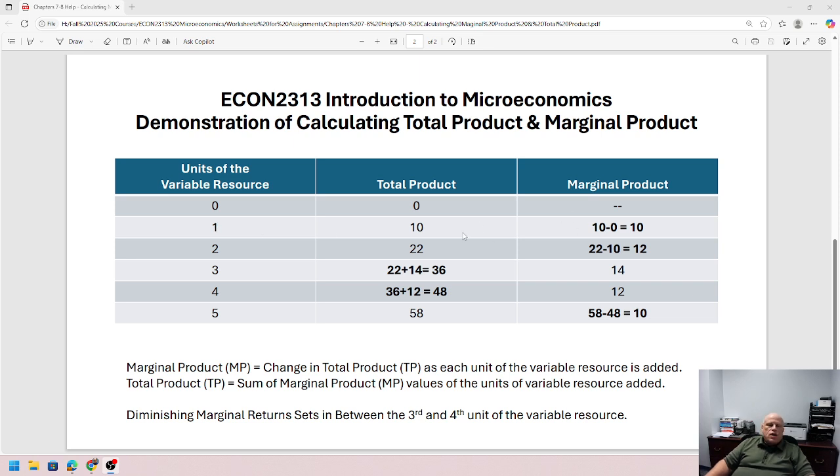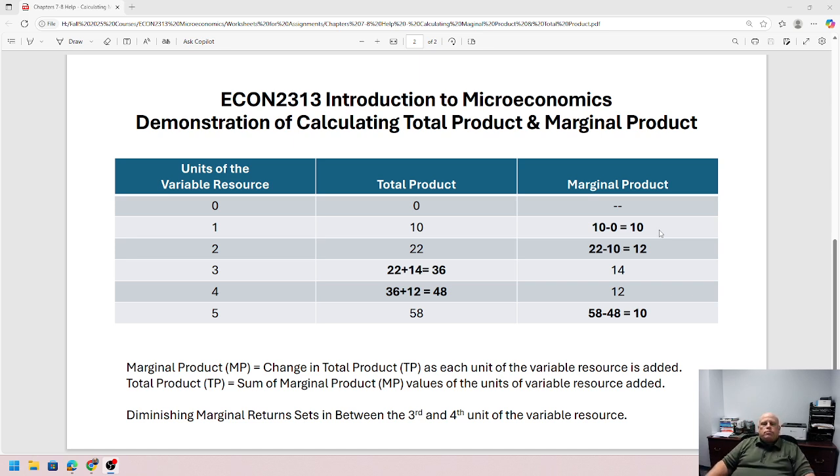And in this case, you'll notice the total product changed from 0 to 10. So we know that the marginal product is whatever our total product is now minus what it was with the previous unit. So it'd be 10 minus 0, which is 10. Okay, so for that first unit of the variable resource, your total product is always going to be the same as your marginal product because you've only employed 1 unit of the variable resource.